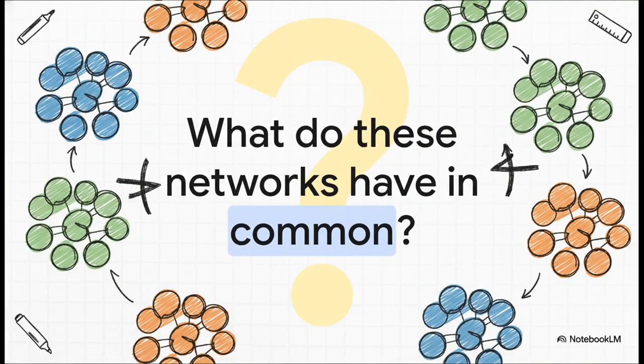So, let's start with a question. What could a social media network, a map of proteins in a cell, and even something like a terrorist network possibly have in common? I mean, at first glance, they seem totally unrelated, right? But the answer, well, it gets at something really fundamental about how complex systems work. They're not just random messes of connections.